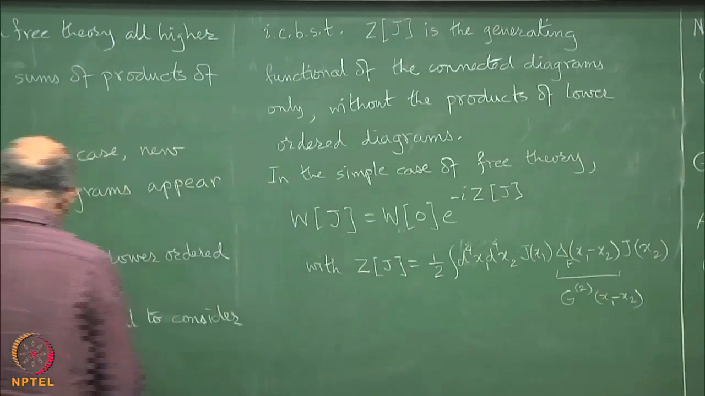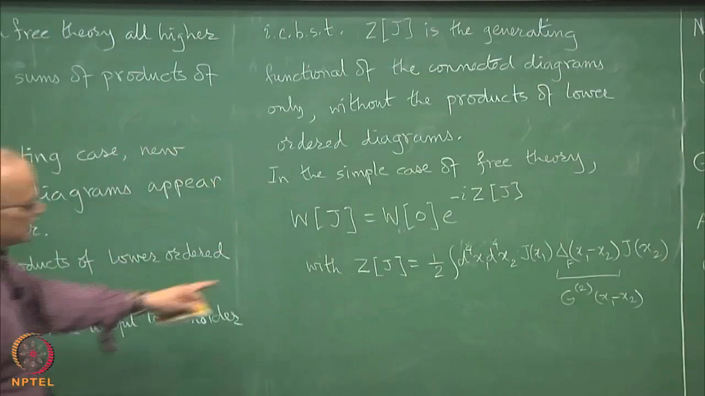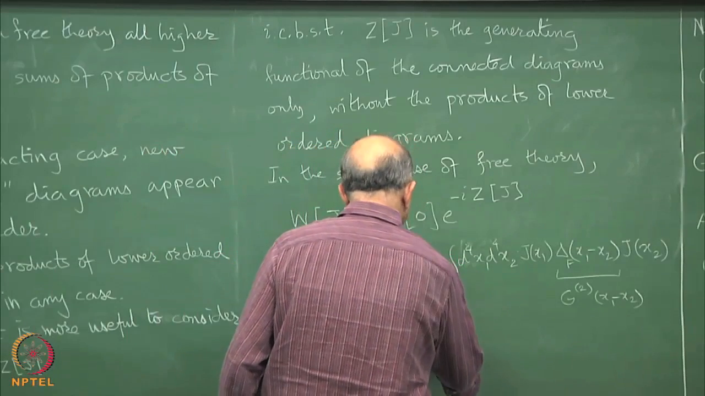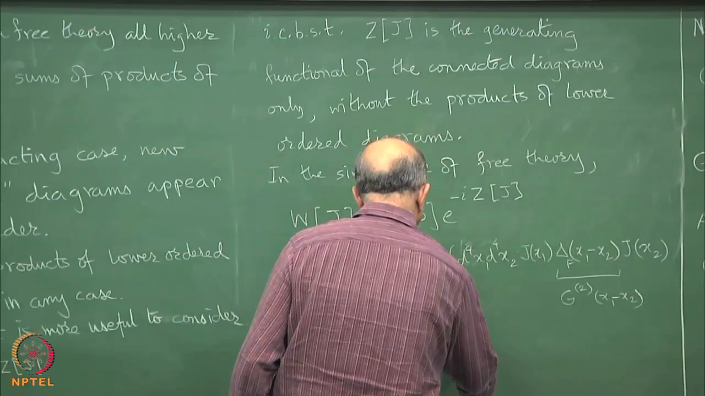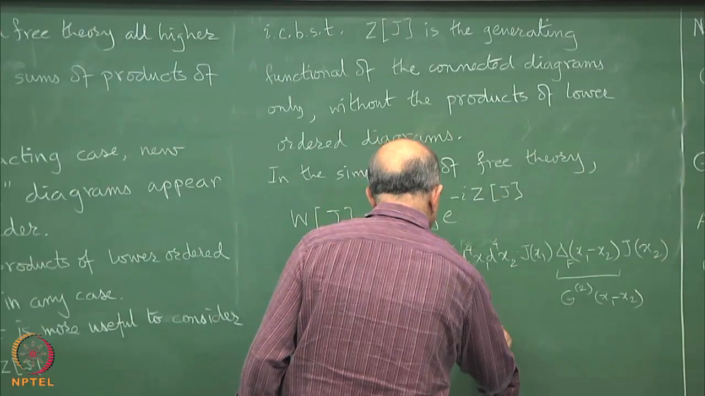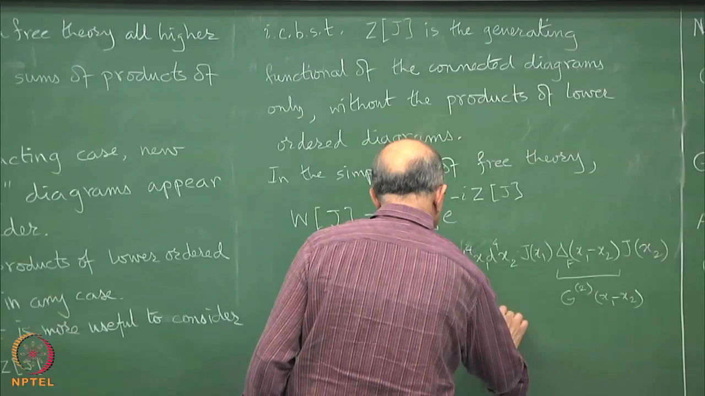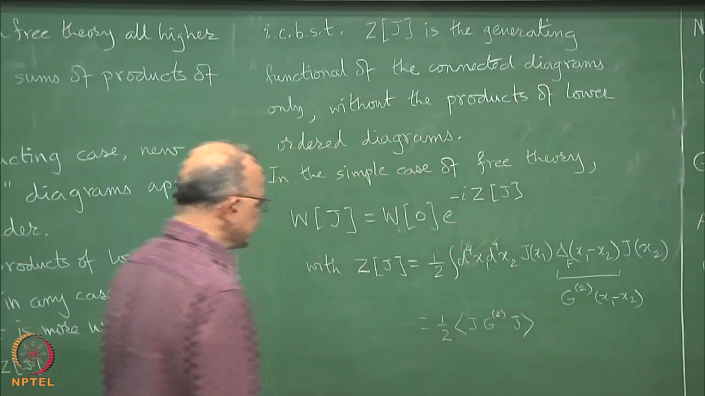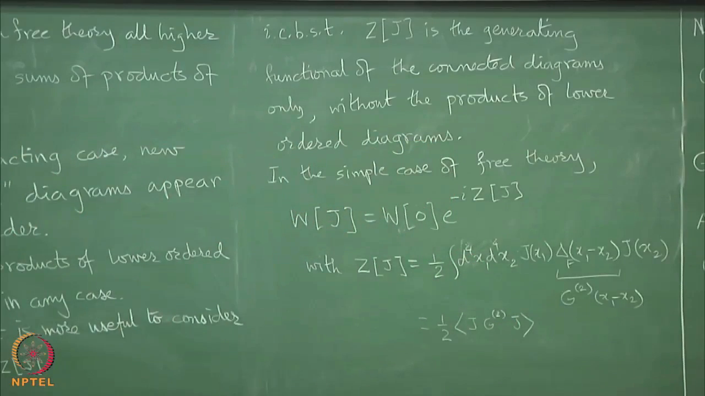So Z, this log of W in the case of the free field theory, is simply equal to one half J G2 J. That's all there is. And because it is a free theory, that is the only non-trivial diagram you have, and its exponentiation will generate all the possible diagrams of W.